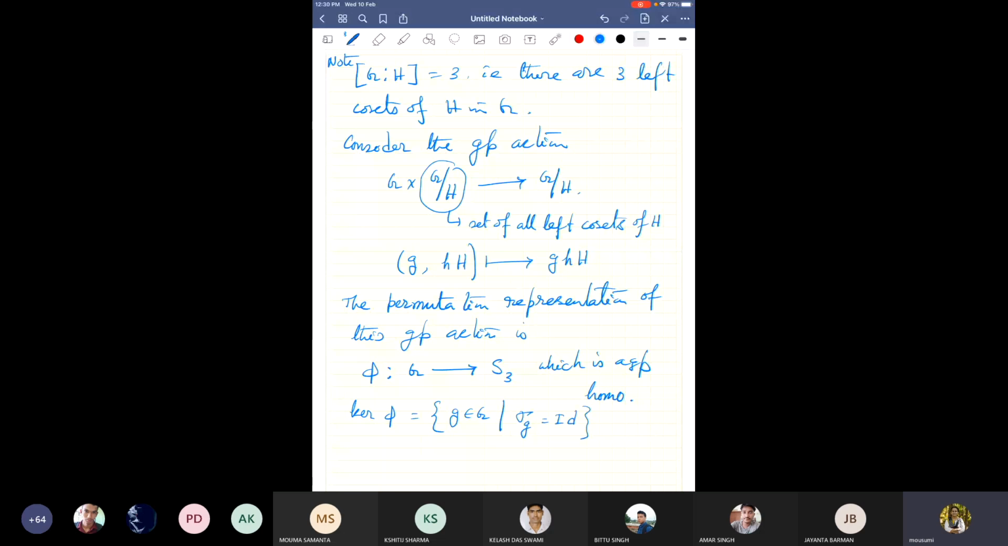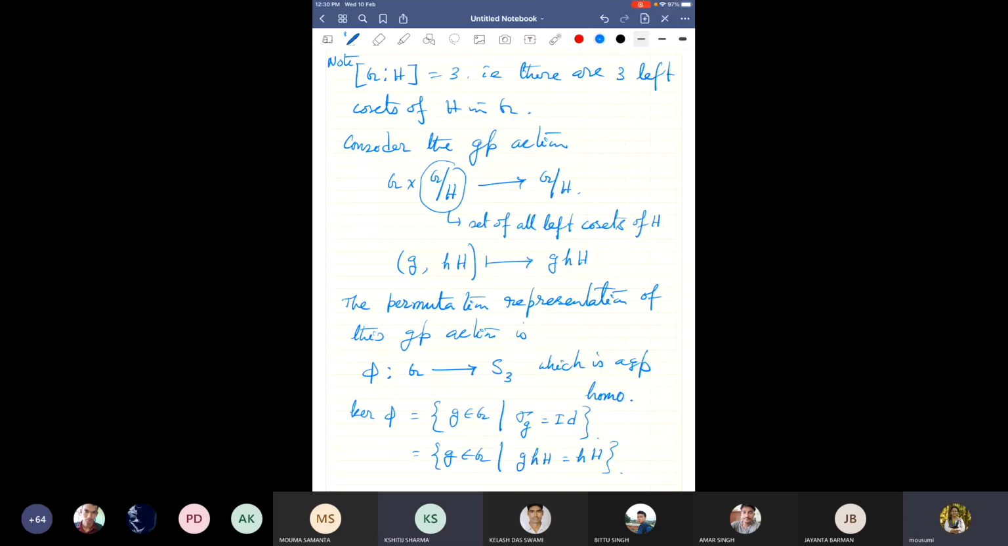If you remember this map, g goes to sigma g, where sigma g is a permutation from S3 to S3. How was this sigma g defined? It is using the group action. So it would be nothing but the left coset xH should go to the same left coset, right? The collection of all g such that gH should be equal to Hg, right? So this is the kernel.